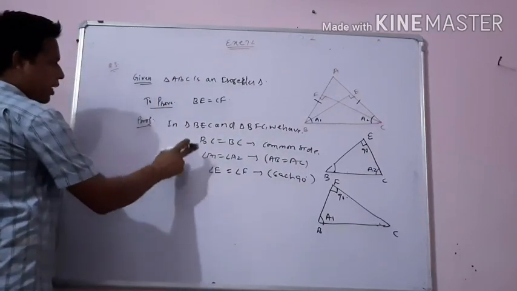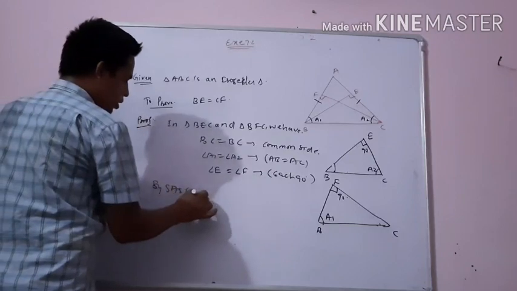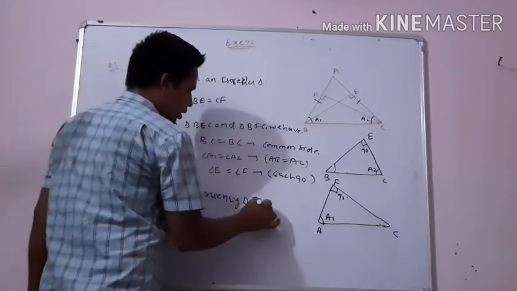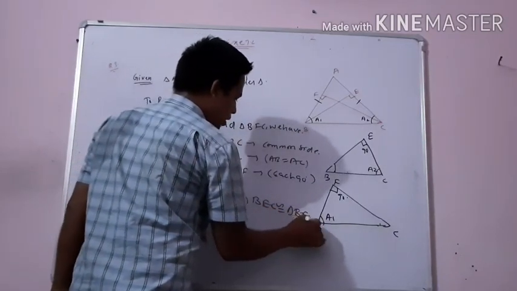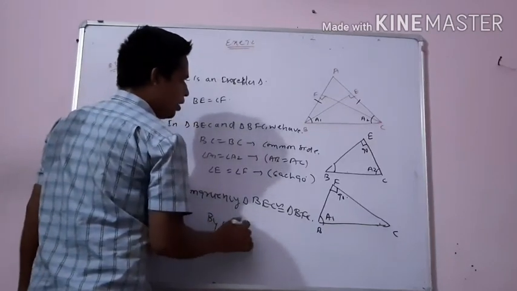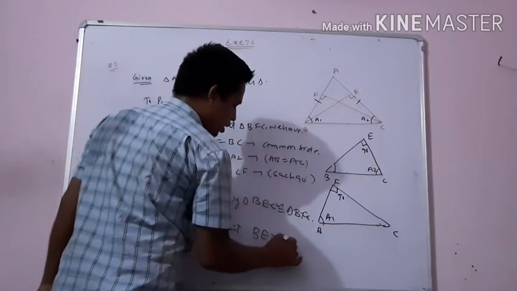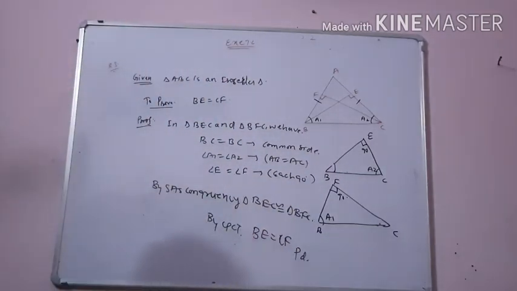Now see, side, angle, side. By SAS congruency, triangle BEC is congruent to triangle BFC. By CPCT, what will be? BE equals CF. Proved. We have proved it. Now we will move on.